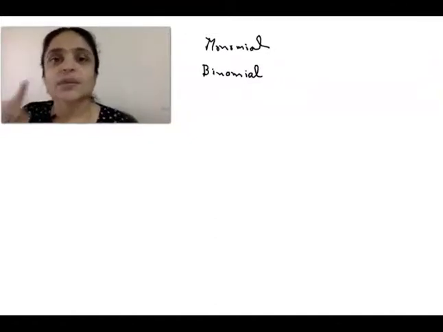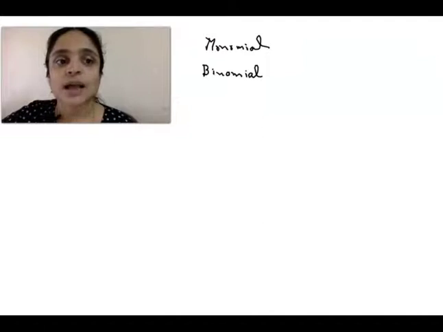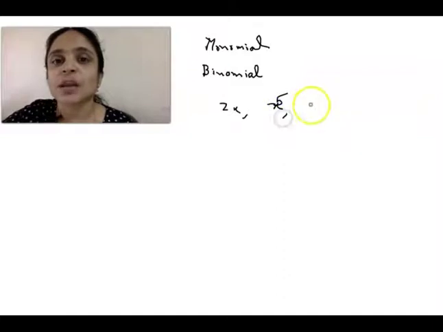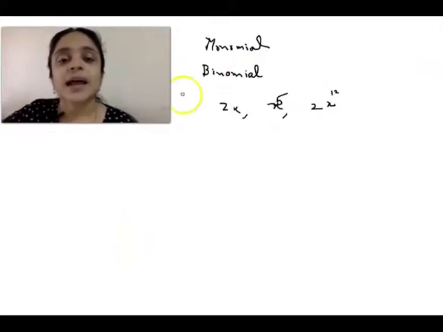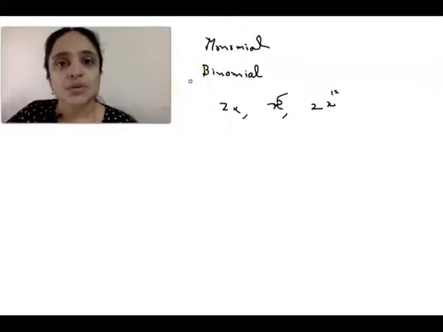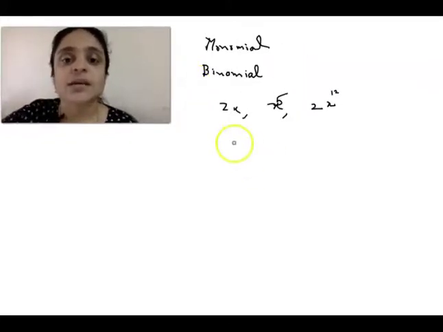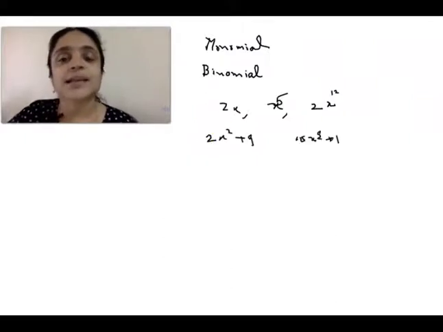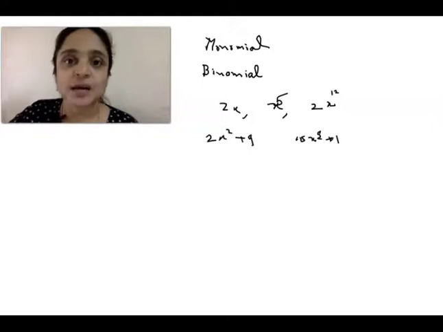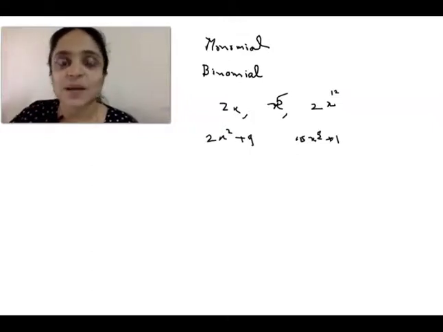What are monomials? The polynomials which have only one term are called monomials. So I'll give you some examples. 2x is a monomial. x raised to 5 is a monomial. 2x raised to 12 is a monomial. Now, what is a binomial? Mono means one, right? So what is a binomial? Those having two terms are called binomials. So let us have some examples. 2x squared plus 9 is a binomial, 10x raised to 5 plus 1 is a binomial, and so on. Those polynomials which have two terms are called binomials. So you can have as many examples as possible.